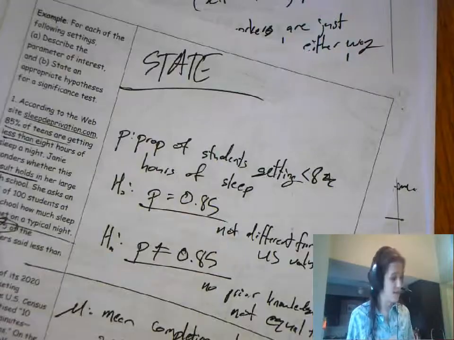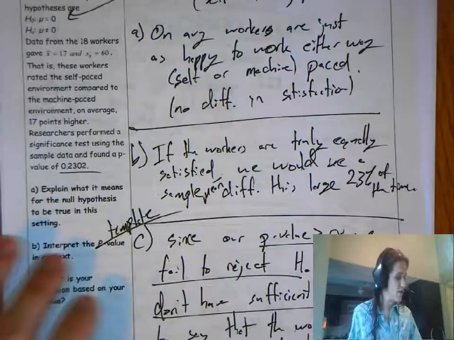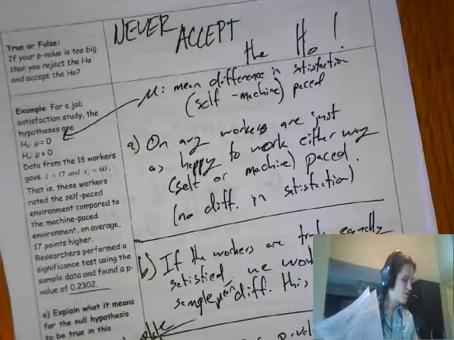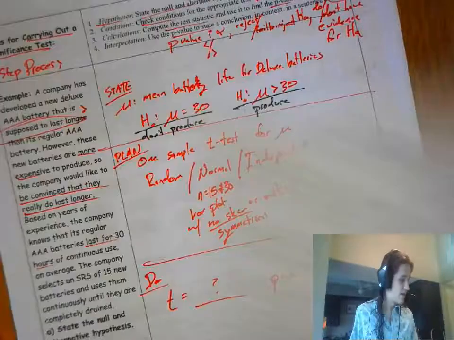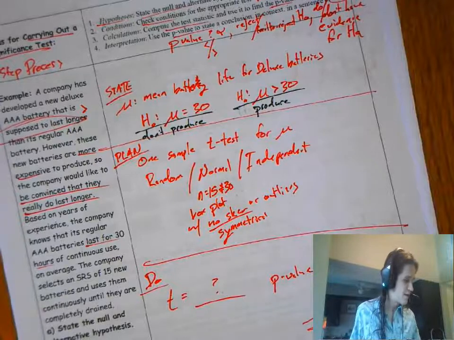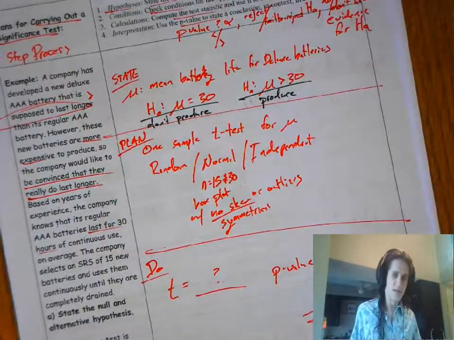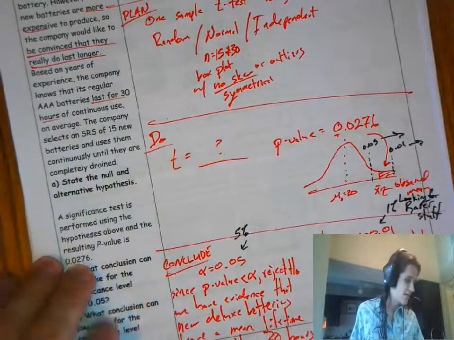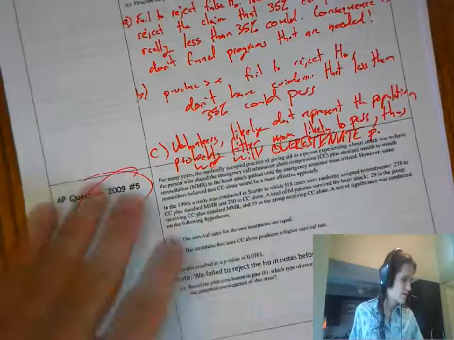Did some stuff about 9.1, about drawing conclusions: state, plan, do, conclude. We did everything but the do step here on Wednesday and Thursday. We set up one. We did a state, plan, do, and conclude. Here's the do. That's what we're going to do today. And that's where we were.